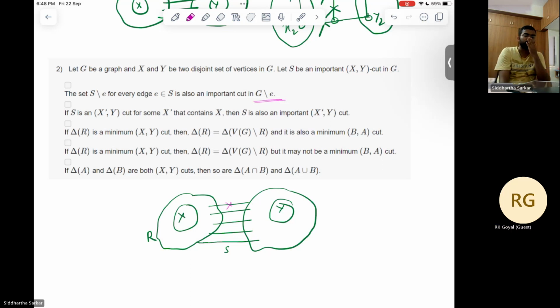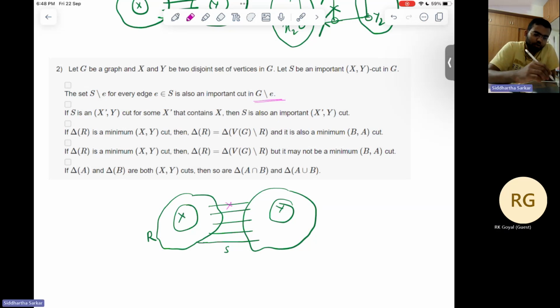If I remove this edge, extension is not possible. If I remove something, then by using that thing the extension is not possible. Therefore G minus E would still remain disconnected, and that will comprise the minimum number of edges as well. So to me, it seems that this is the true option.